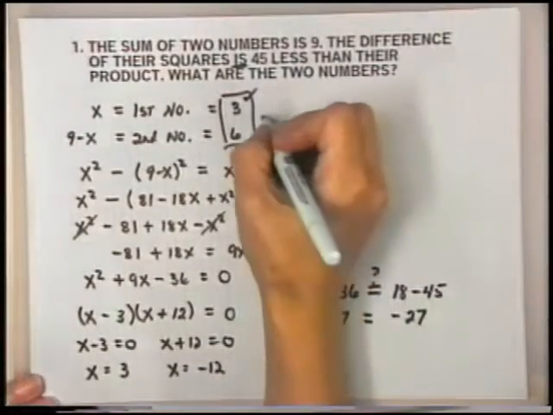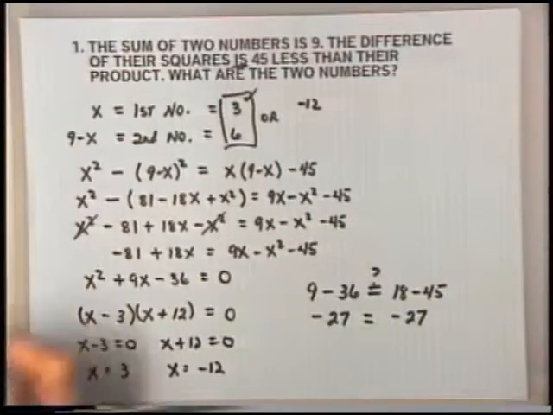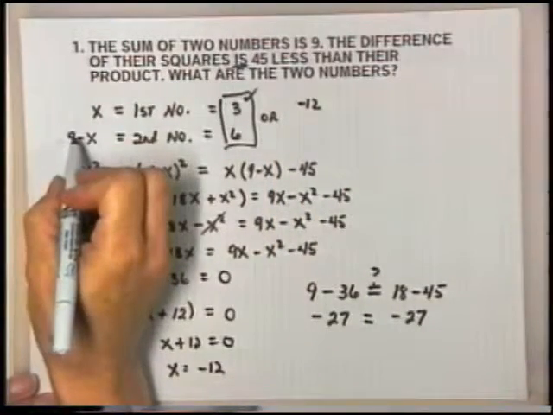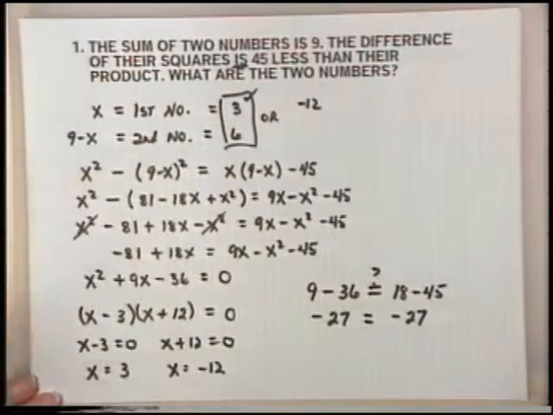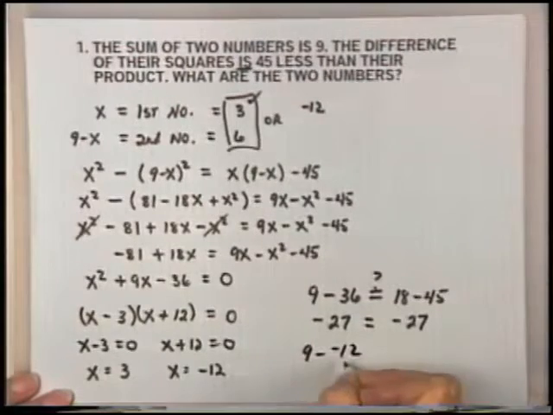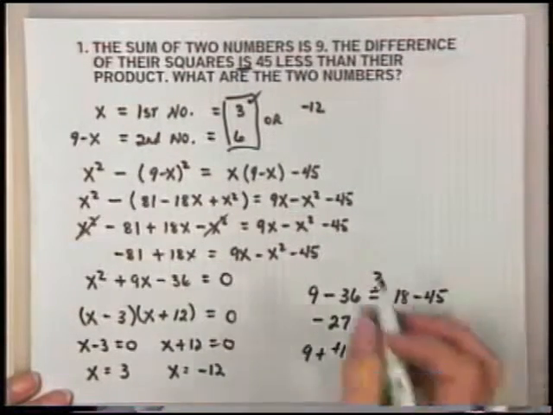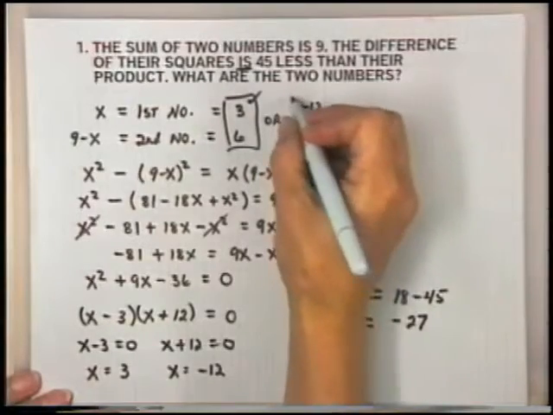Let's try the second combination. If x is negative 12, notice this says 9 subtract negative 12. So that would be plus positive, remember. That would give us 21.